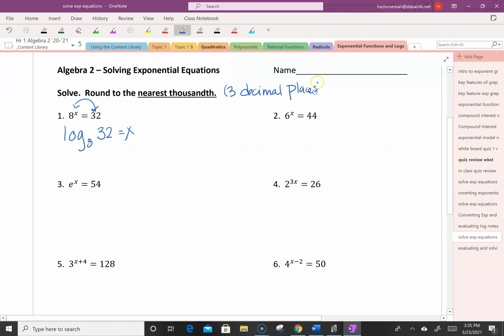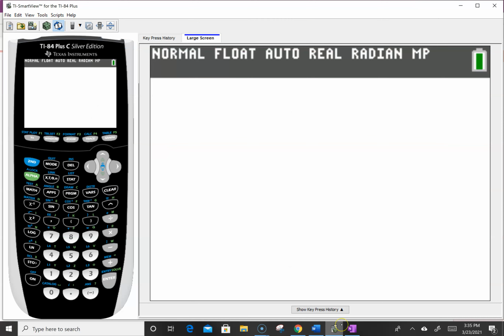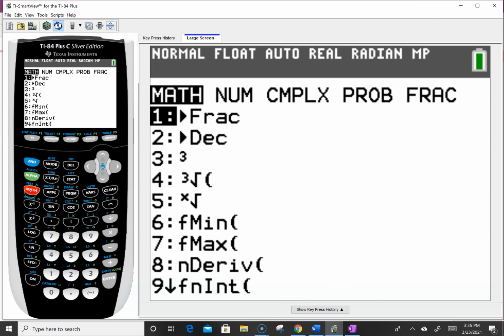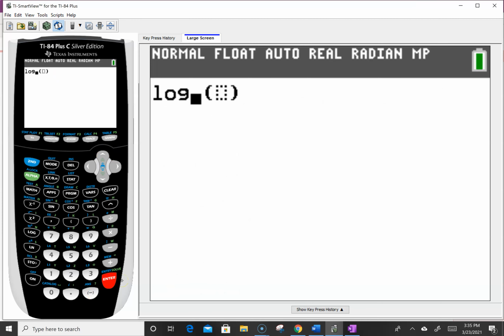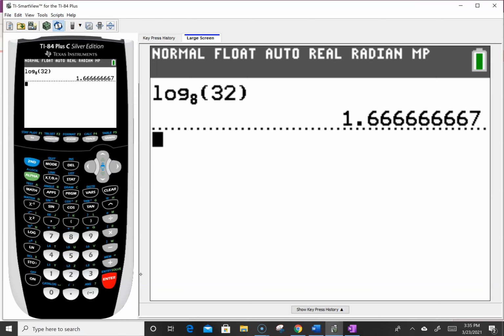Okay. So at this point, we're going to go to our calculator and punch that in. If the base is not the invisible base 10, then we're going to have to tell the calculator what that is. So we're going to go to the math menu. Remember, we're going to scroll up to option A and hit enter. And this one is log base 8 of 32. And hit enter into 3 decimal places.